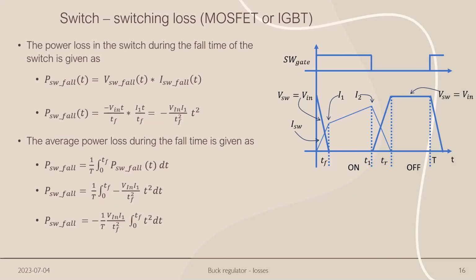Knowing the voltage and current, let us now look at the power loss. Power loss is nothing but the product of voltage and current. Substituting the value of voltage and current, we get power loss of the switch during fall time is equal to minus Vin into I1 divided by Tf square into T square.